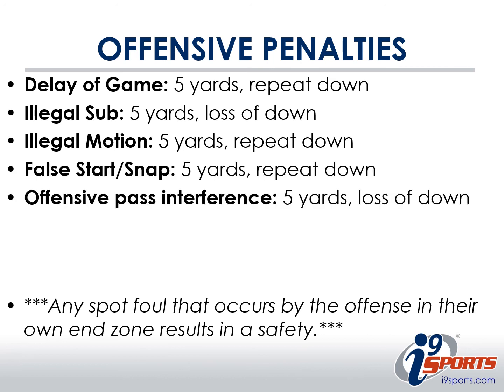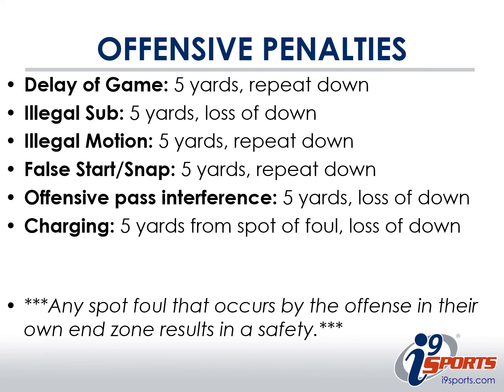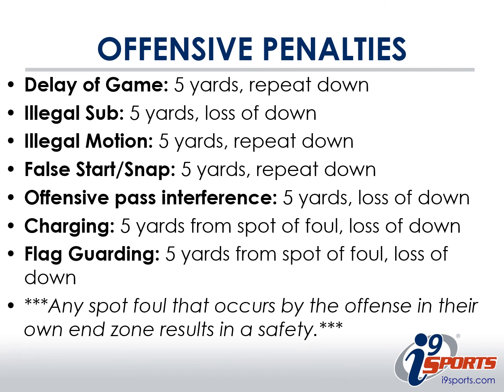False start. Offensive pass interference, 5 yards and loss of down. Charging is when a runner cannot charge into an opponent in his or her path. So the runner must try to avoid contact by changing directions. If they don't and just run through somebody, that's a 5 yard penalty.